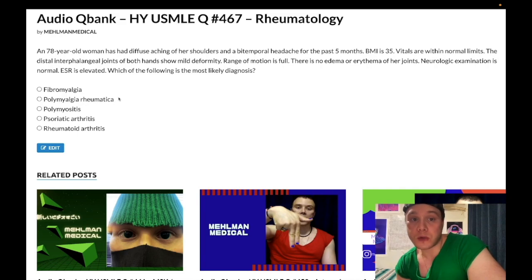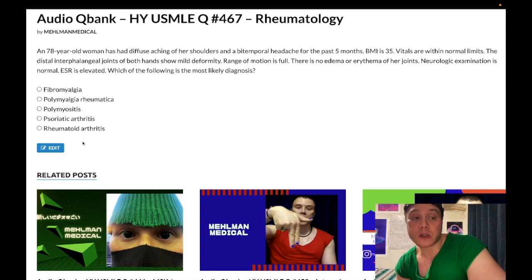78-year-old woman. She has diffuse aching of her shoulders and a bitemporal headache for the past 5 months. BMI is 35. Vitals are within normal limits. The DIPs of both hands show mild deformity. Range of motion is full. There is no edema or erythema of her joints. Neurologic examination is normal. ESR is elevated. Question wants to know the most likely diagnosis. So let's just walk through the answer choices here.